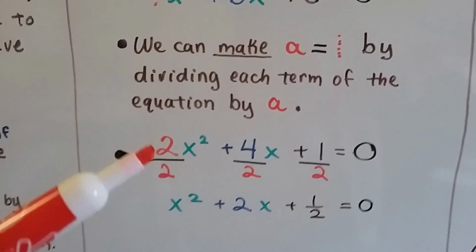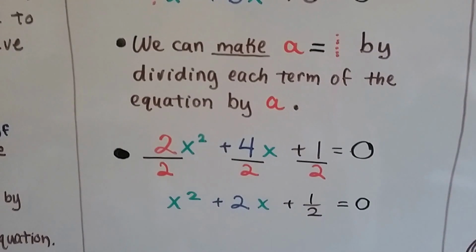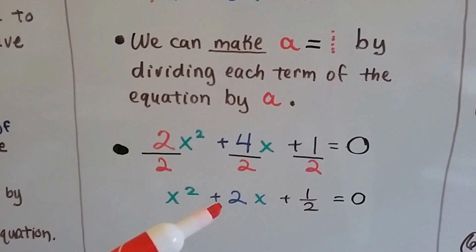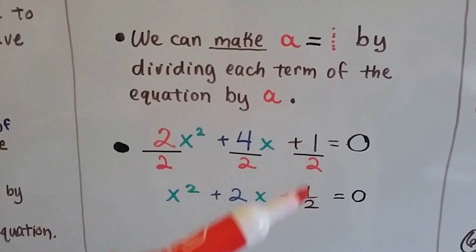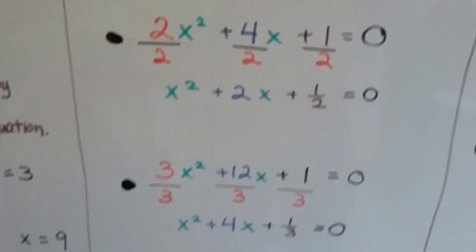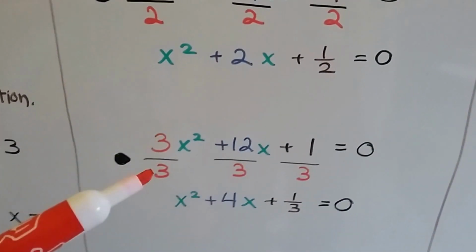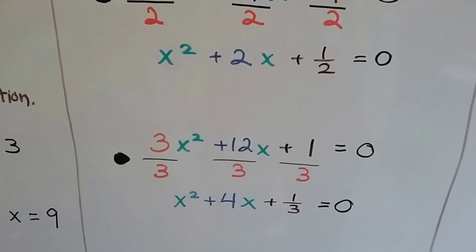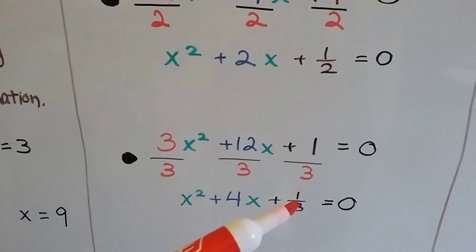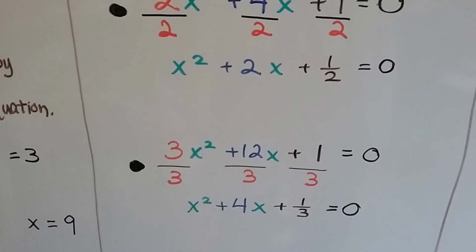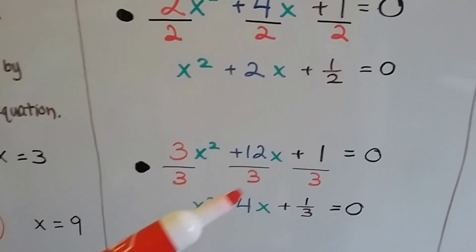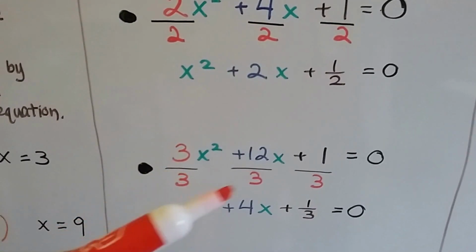So if a is a 2, we divide each term by 2. That'll make it into our friend the invisible 1, and then we'll have x squared plus 2x plus a half equals 0. See, we set it to equal 1. We made it do it. If we've got a 3 for a coefficient, we just divide each of the terms by 3. That'll turn it into a 1. That'll be a 4x, and that'll be a 1/3. See, that's all. Just force it by dividing by that first leading coefficient. If it were a 5, we'd divide each term by 5.